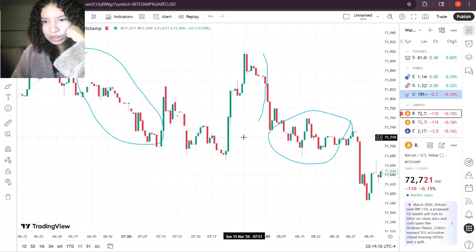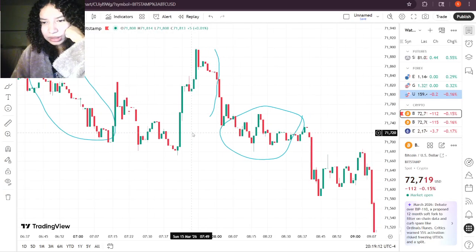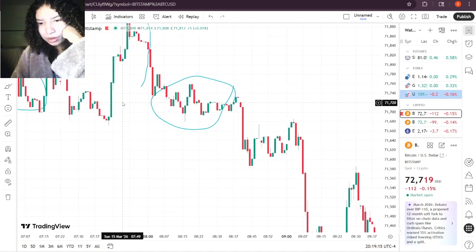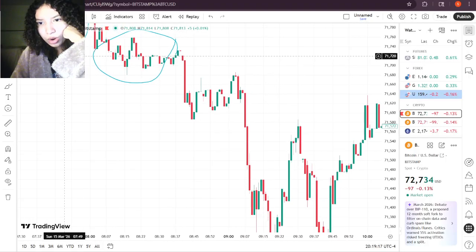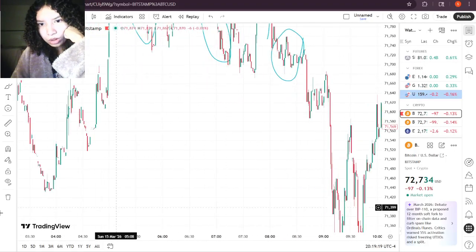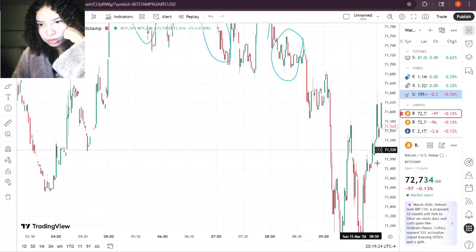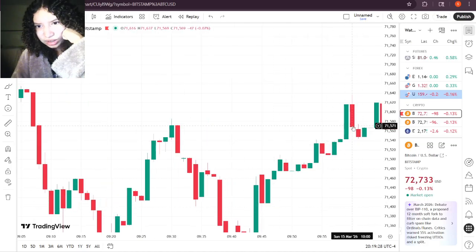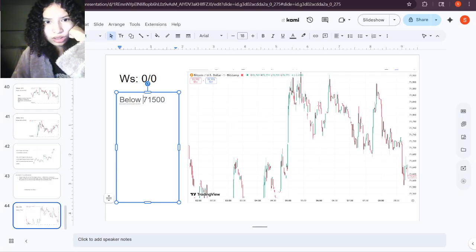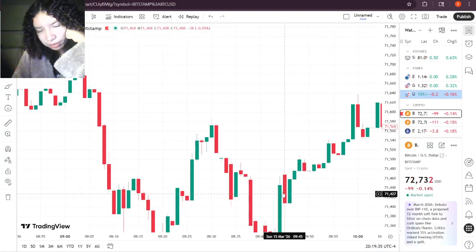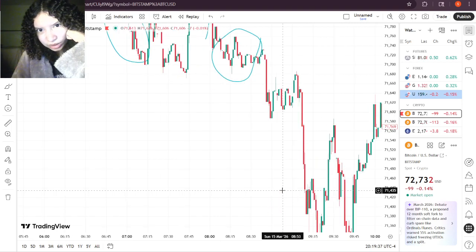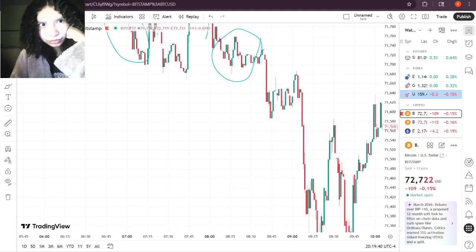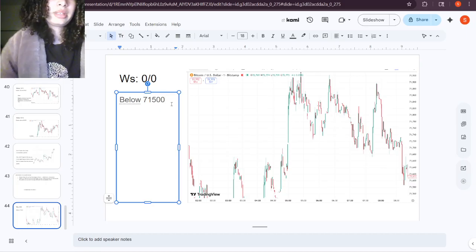And we're unsure, but, oh my goodness. Okay. Wow. So let's zoom in. At 10, we end above. So we could have scalped it, but we did end above. So we are at 0-1.